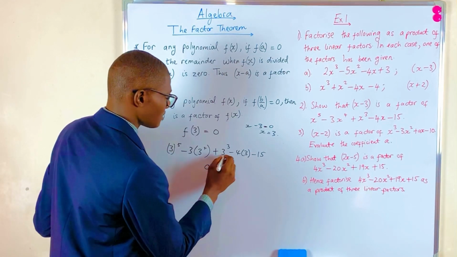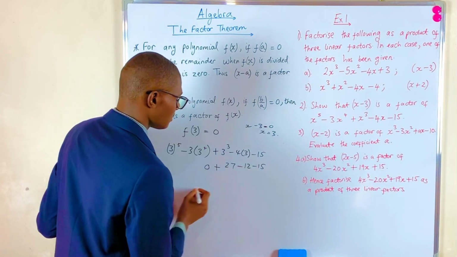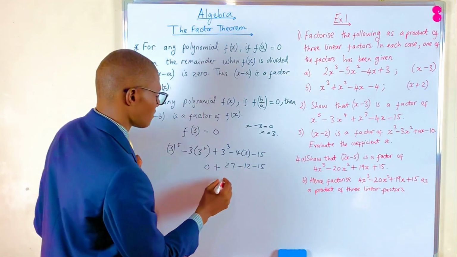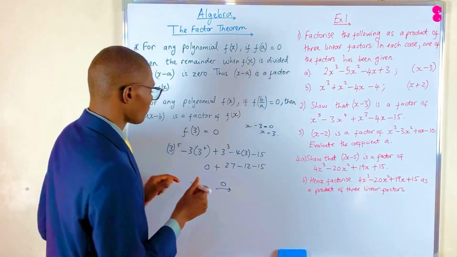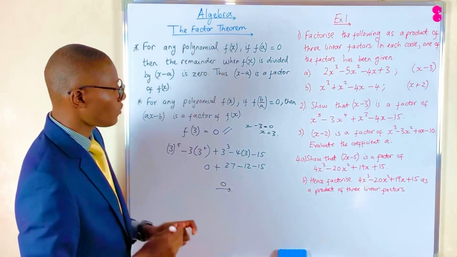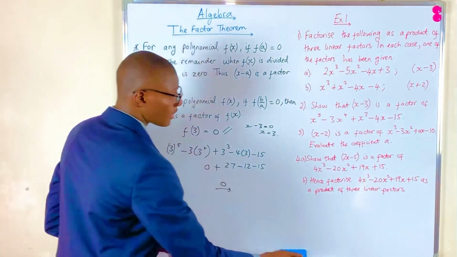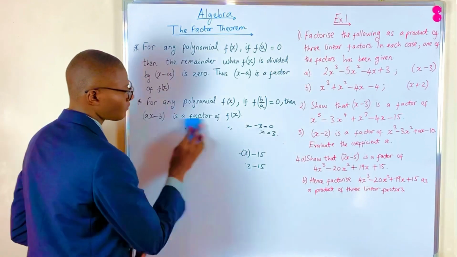And then plus 3 to the power 3, that's 27. 27 minus 12 minus 15 is the same as 27 minus 27 to give us a 0. So now it proves that f of 3 is equal to 0, which implies that x minus 3 is a factor. Now moving on to number 3.